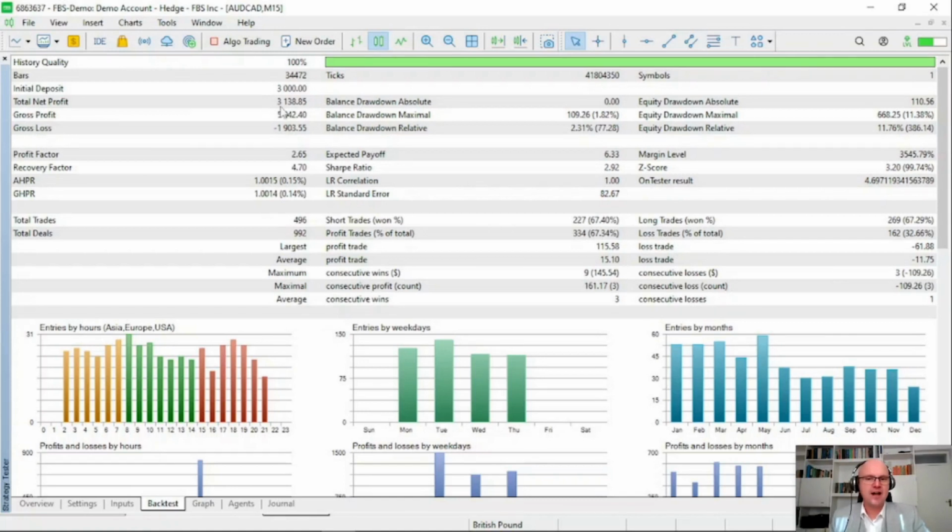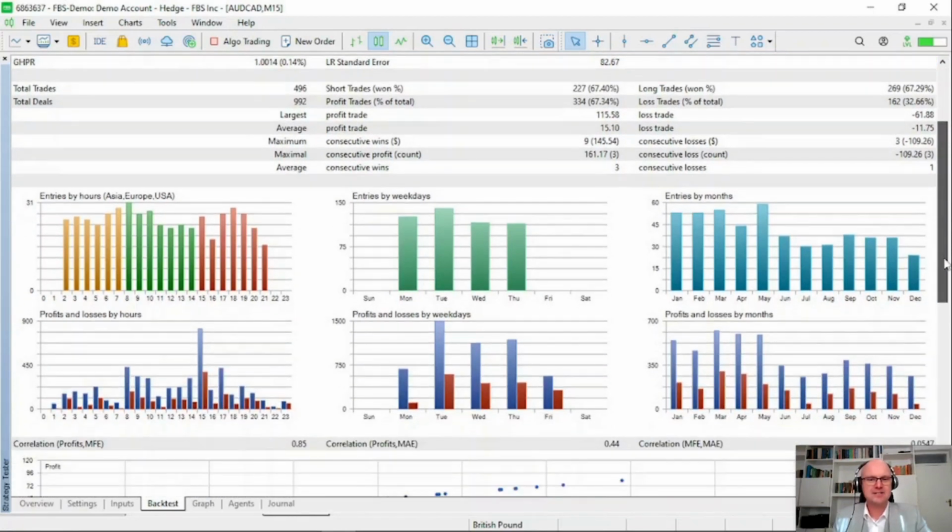It still gave a very healthy profit factor of 2.65 with an equity drawdown of $668.25. Out of the total 496 trades, it won 67% of these, and in total our balance only went $109 into drawdown. Additionally, to note from the strategy, because of the small grid coefficient that has been selected, we could potentially be holding trades for a very long time.